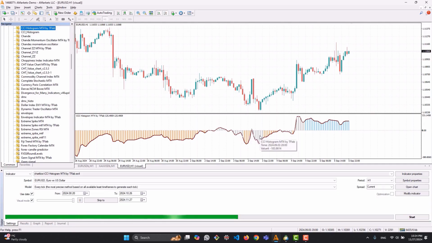And when they are silver, it indicates a neutral trend, or a market without a trend. Let's go over the settings of this indicator together.